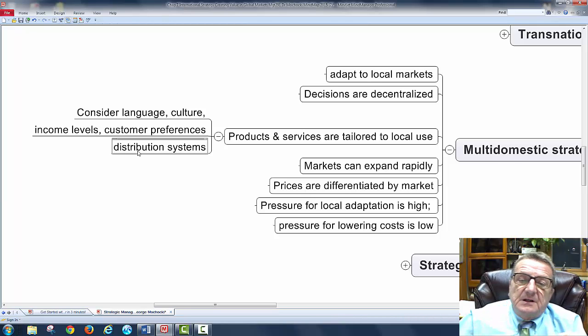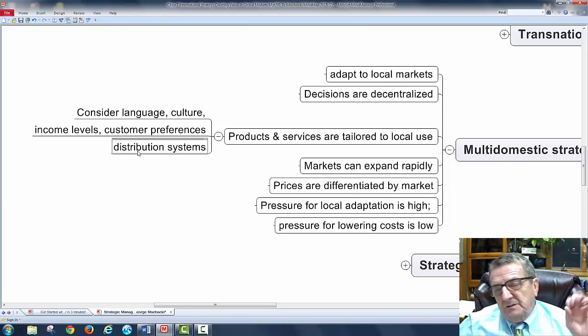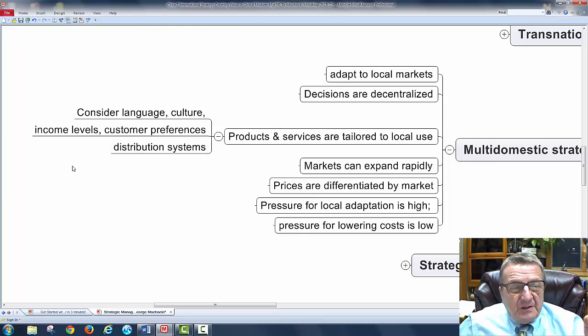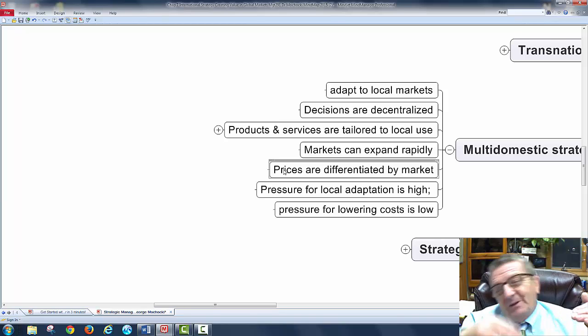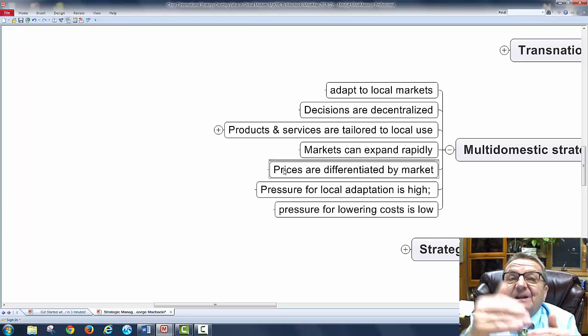And I'm very adapted to that market, either in their language or their customs or their colors. All this makes a big difference because of the preferences and everything else. So I have to tailor to the local usage. Markets can't expand rapidly, but they could grow. Prices are differentiated by the market. Remember, I'm still making the same amount of money. I'm paying a little bit more on repackaging, but instead of selling one package of 20, I'm selling 20 individual ones.